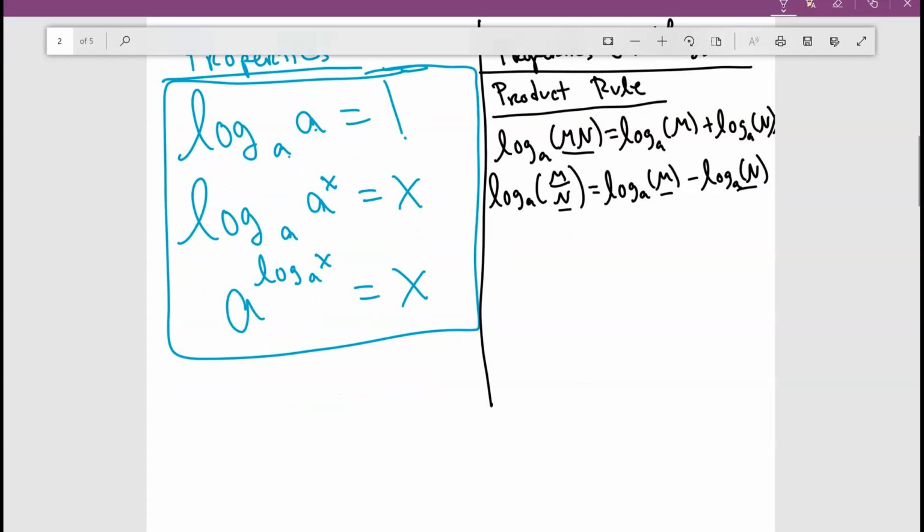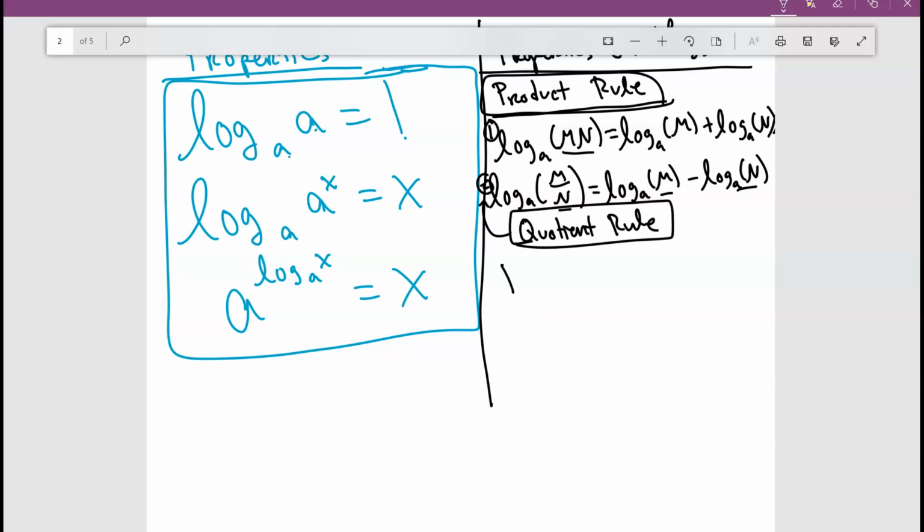Okay? And I forgot to write the names. So this first one is the product rule. The second one is not the product rule. This is what we're going to call the quotient rule. I forgot to write the name of it. This is the quotient rule, and this is the product rule.